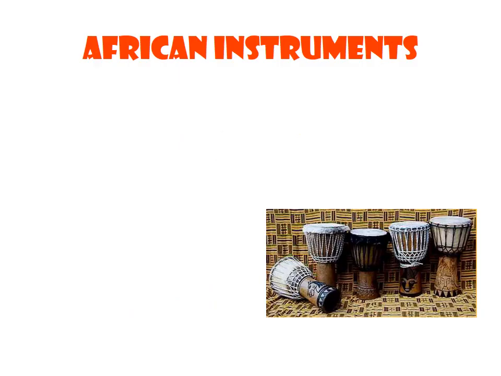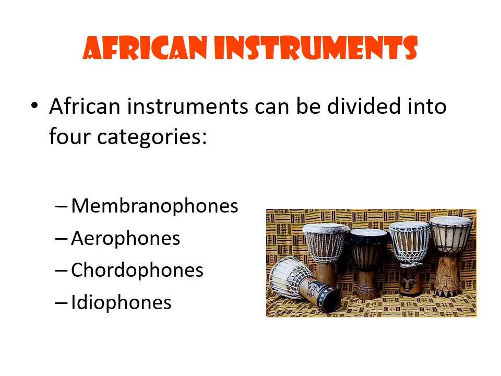African instruments can be divided into 4 categories. We have membranophones, aerophones, chordophones, and idiophones. This video is going to outline what each of these categories entails and give examples of the instruments that might fall into each category.